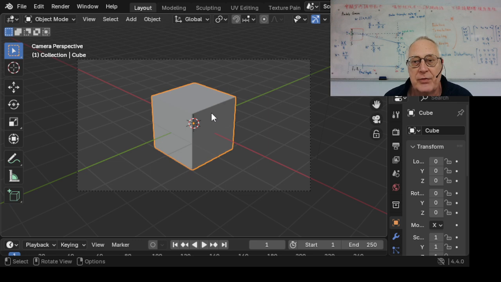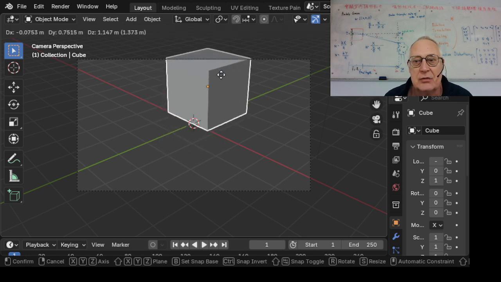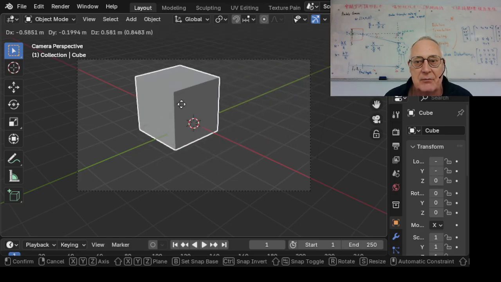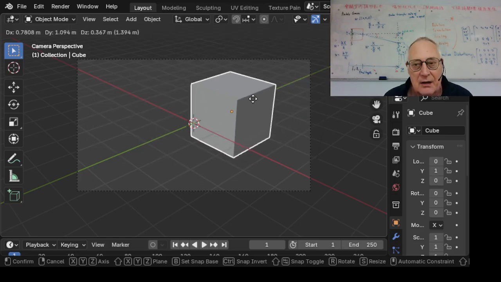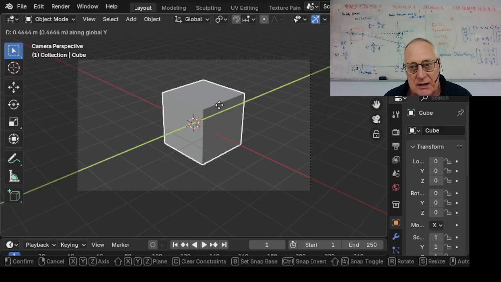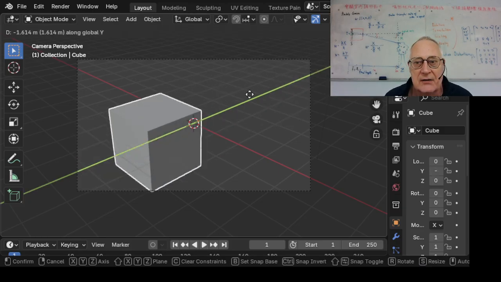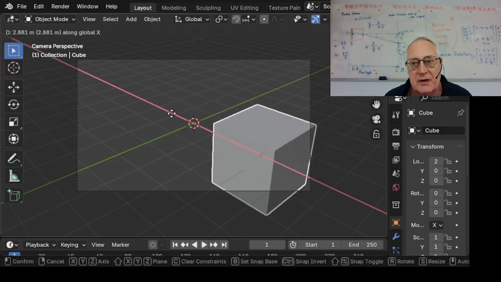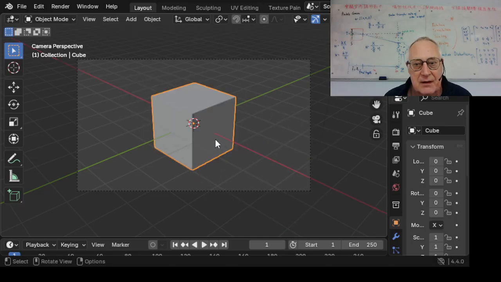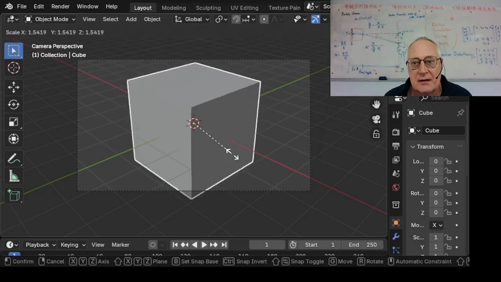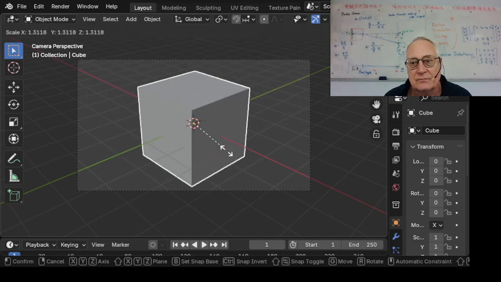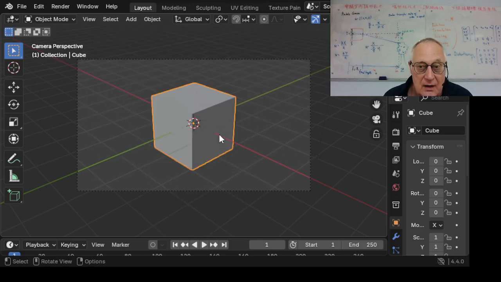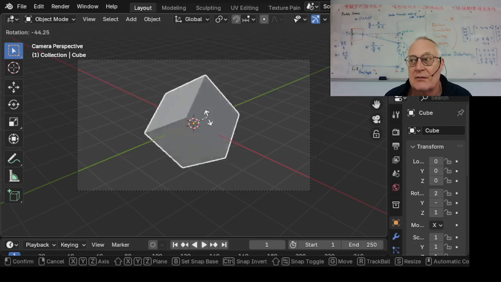In order to move things around, G to pick things up, move it around. G, Y to constrain it to one axis. G, X will move it in the x-axis. S to scale. And R to rotate things around.